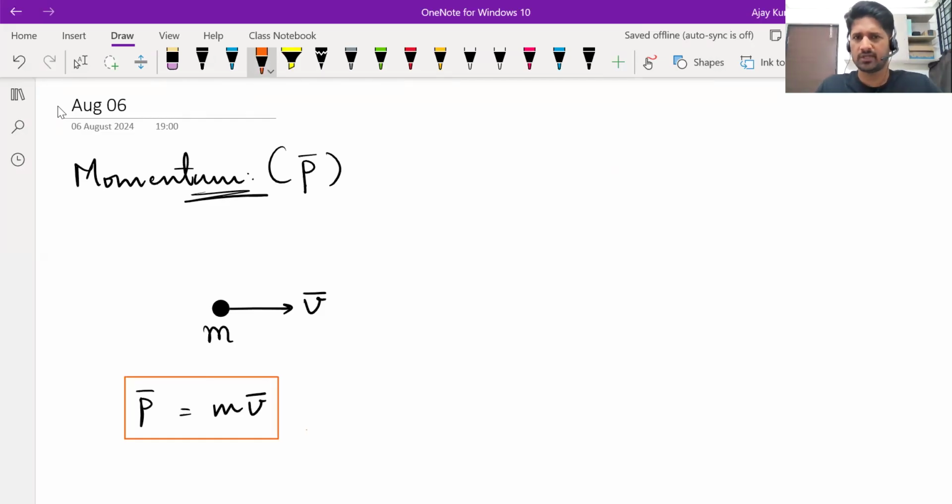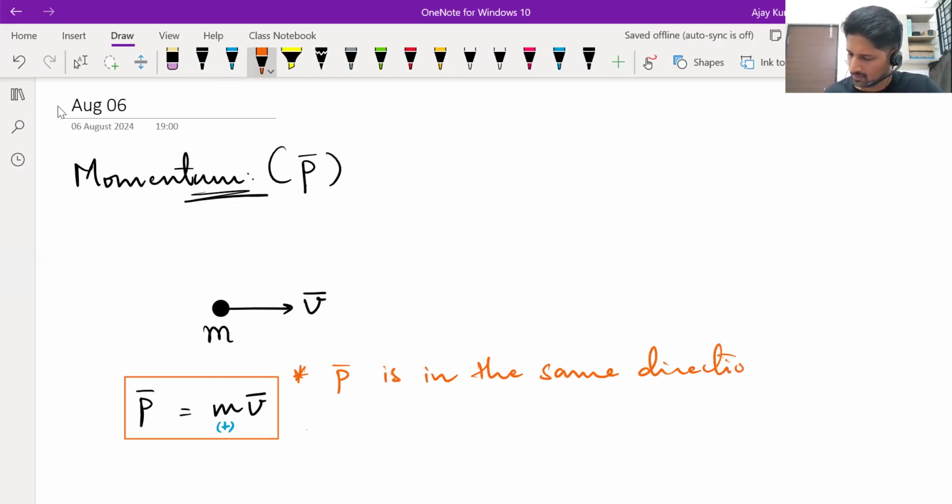Now we know velocity is a vector quantity, it has a direction, and the mass of an object is always positive. So when you multiply mass and velocity, you are multiplying a positive number with velocity. Then the direction of momentum and the direction of velocity will be the same. Okay, so momentum is in the same direction as velocity.